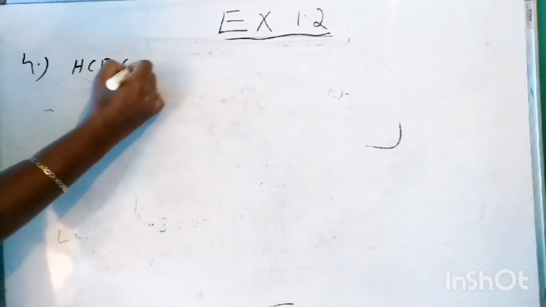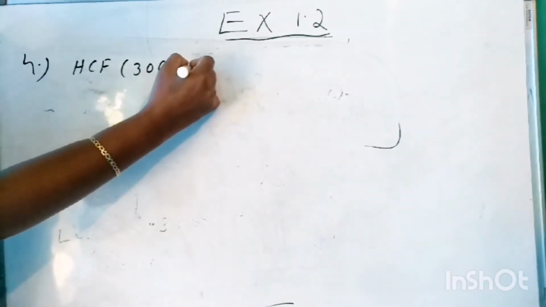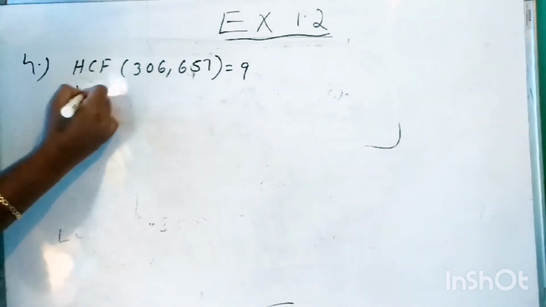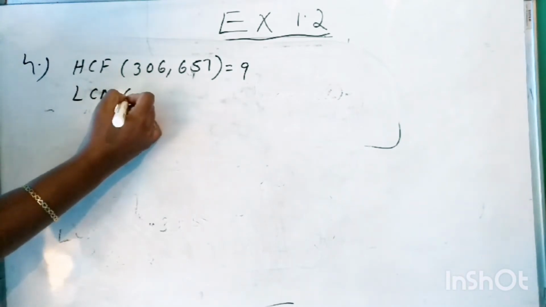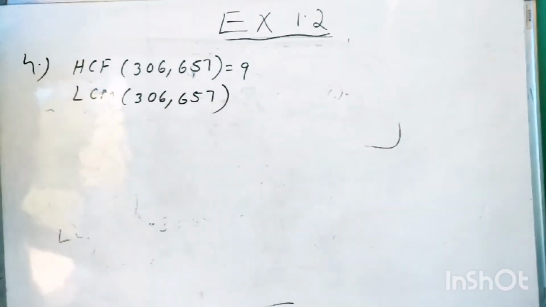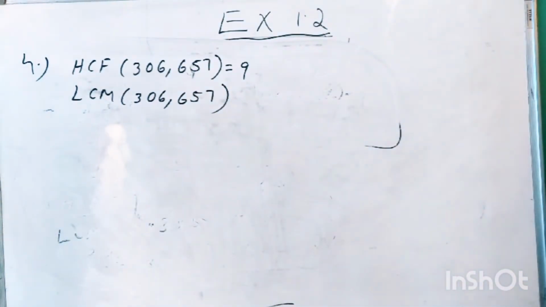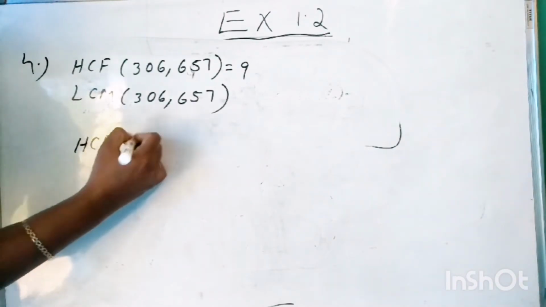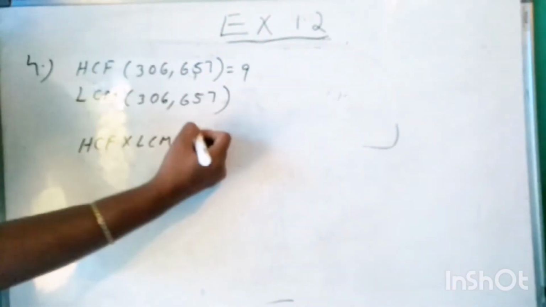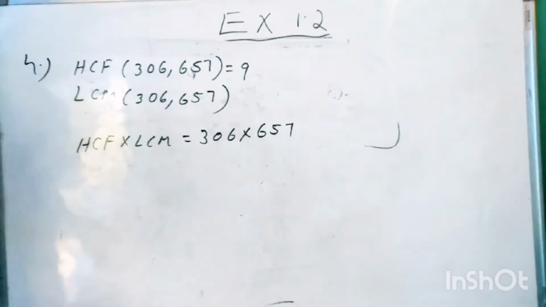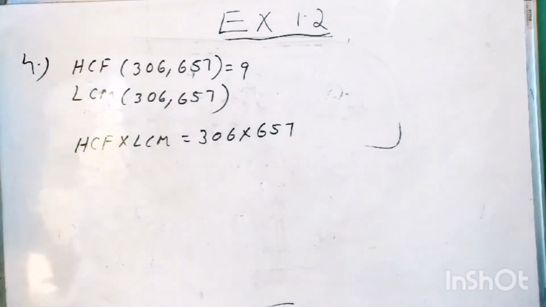HCF of 306, 657 is equal to 9, find LCM of 306, 657. Okay, HCF of two numbers is given. We need to find out the LCM, and we know that HCF into LCM is equal to the product of the two numbers, 306 into 657.